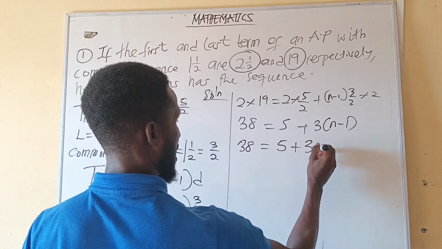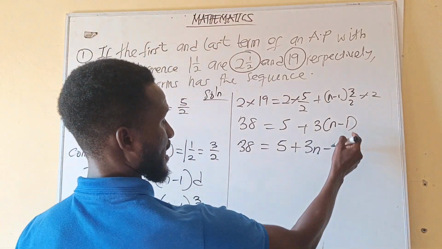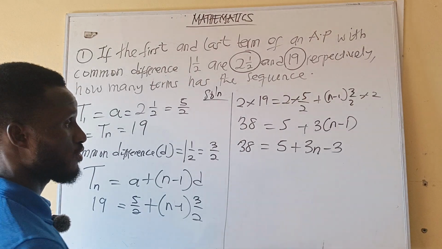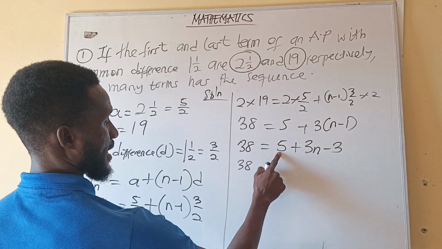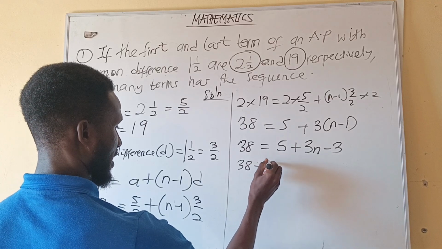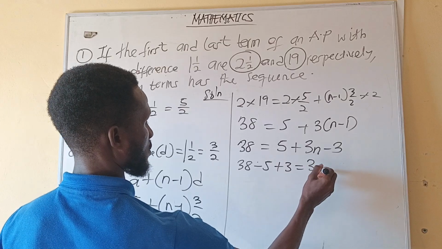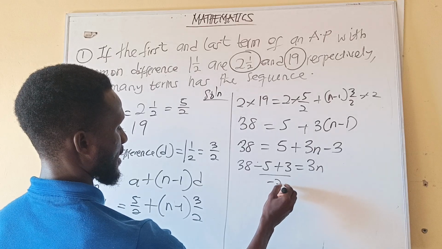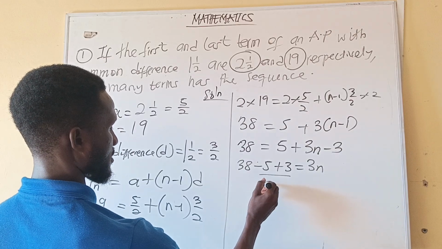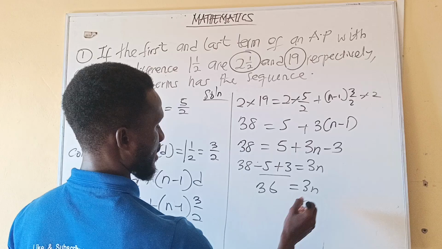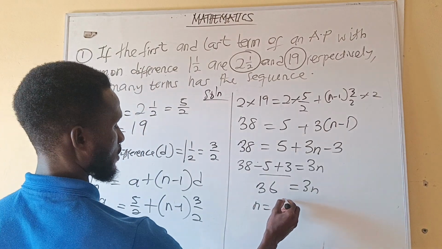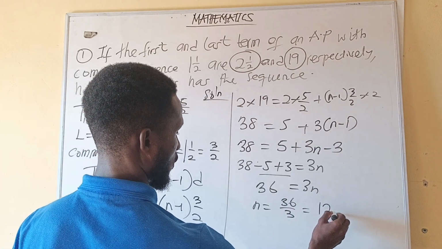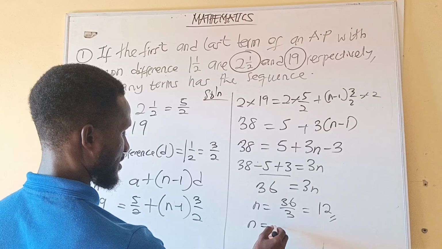We get 3n and minus 3, because 3 times 1 is 3. At this point, we can easily group items to get the value of n. We have 38 minus 5 plus 3 equal to 3n. This gives us minus 2, then minus 36. Minus 36 is equal to 3n. How are you going to get n? You divide through by 3, which gives 12.